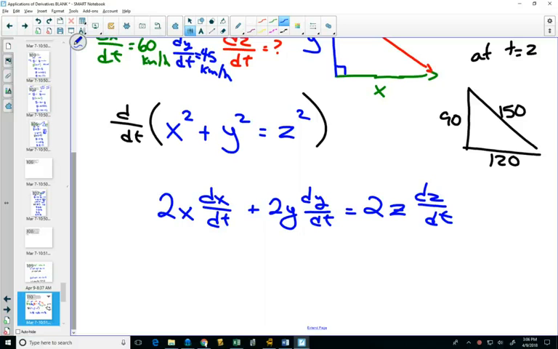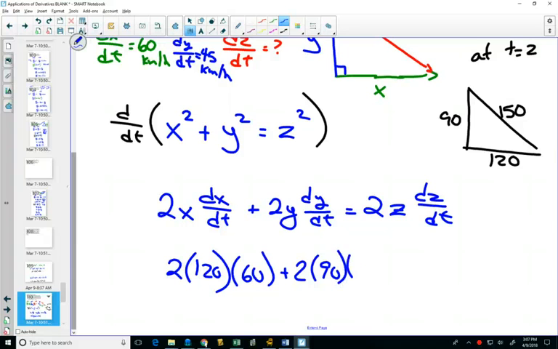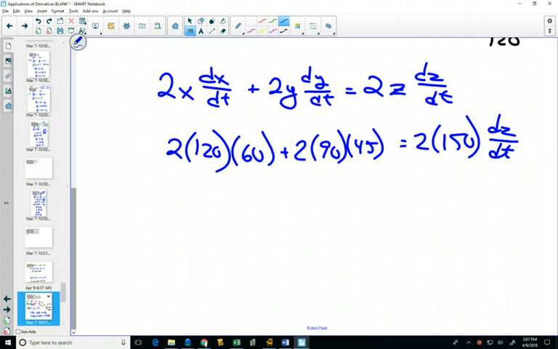Well, we're going to have 2 times 120, and dx dt was 60, plus 2 times 90, and dy dt was 45, equals 2 times 150, and we want to find dz dt. A little bit of mental math. Okay? There we go.